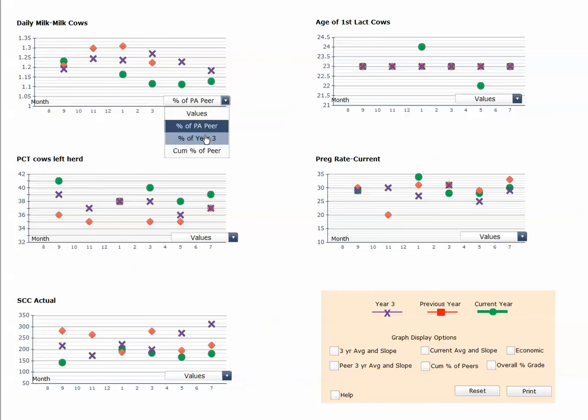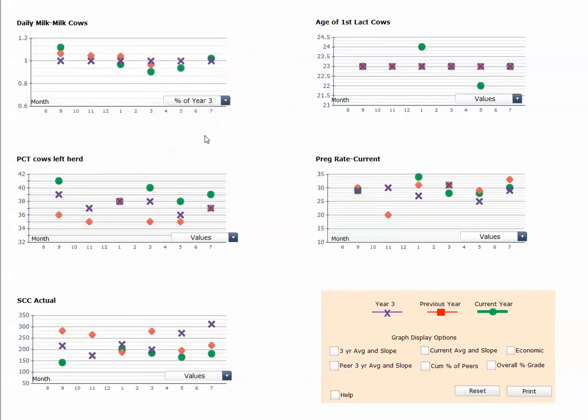We can also look at it relative to year 3, how's my herd doing? And you can see that relative to what was happening 3 years ago, there are some months that are above that, some months that are below that. And lastly, we can look at it in terms of the cumulative percentile. In other words, am I always in the top 90th percentile, or, here we can see some months where currently we're below, we're only in the 77th percentile of herds in Pennsylvania.